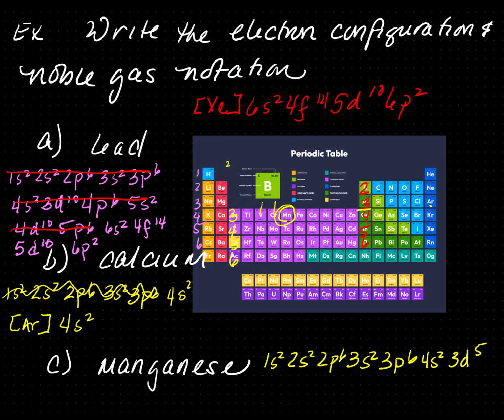To do the noble gas notation, we locate manganese, and then I go 1 up and I find the noble gas, that is argon in bracket. Argon is located in period 3, p6. So all of that is covered by the bracket Ar, and then we write 4s2, 3d5.